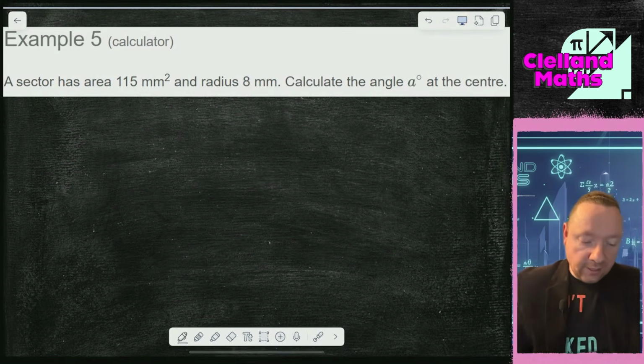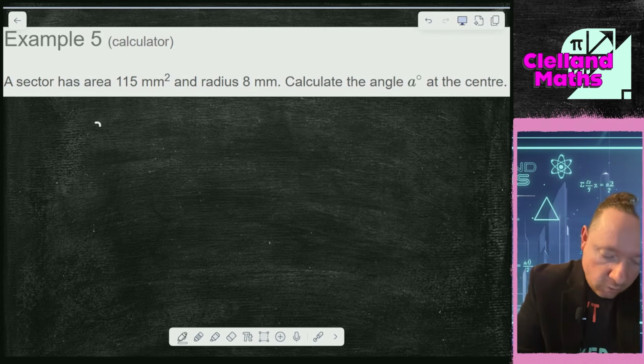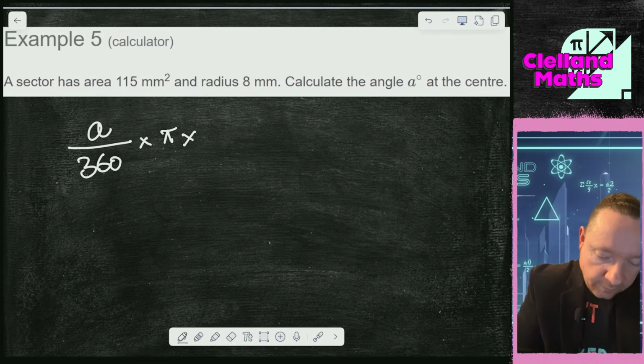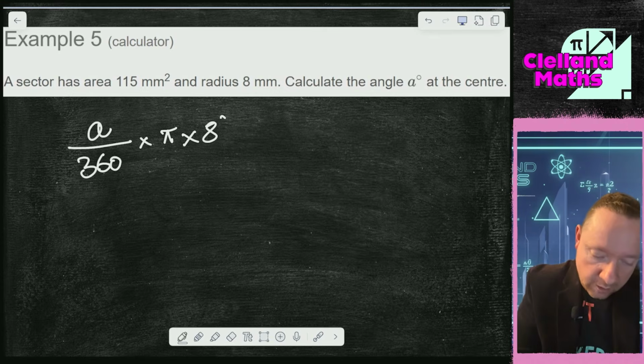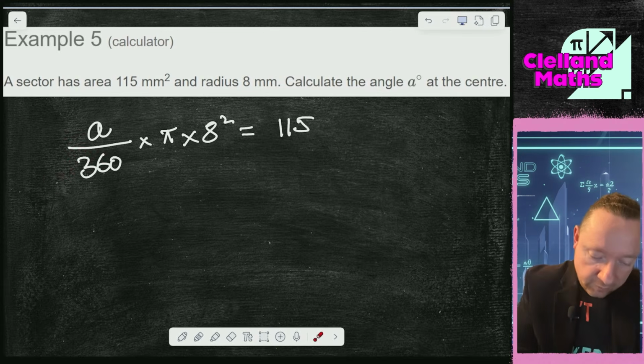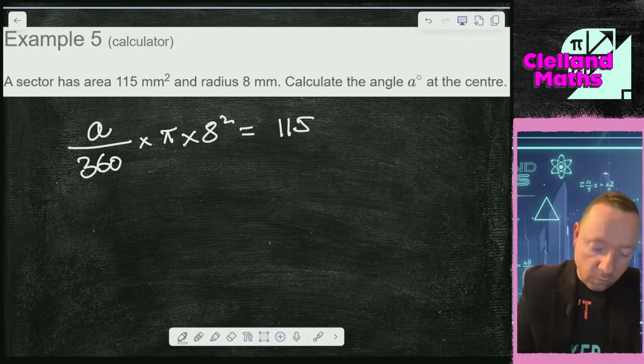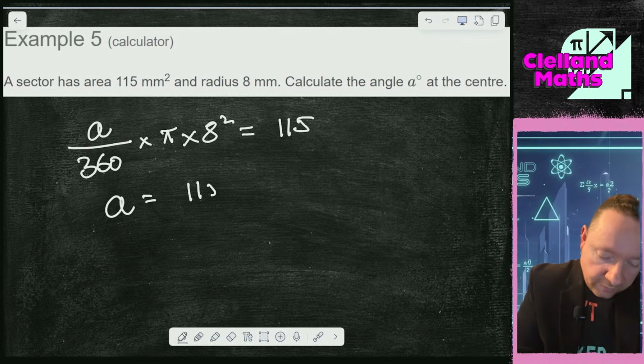Example 5. A sector has an area of 115 millimetres squared and a radius of 8. Calculate the angle. So angle, let's call it A for this answer, over 360 times pi times the radius squared, 8 squared, equals 115. So we need to work backwards to get A. So again, we've divided on this side by 360, so if we times by it, that'll get rid of the fraction. But then we need to divide by everything that was being times by, so divide by this. So we're timesing by 360 and dividing by the area of the circle. So A equals 115 times 360 then, divided by pi r squared.